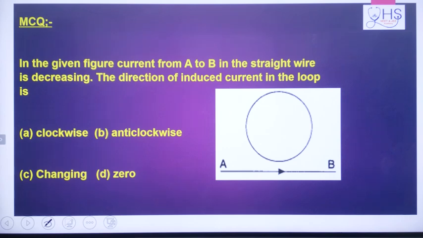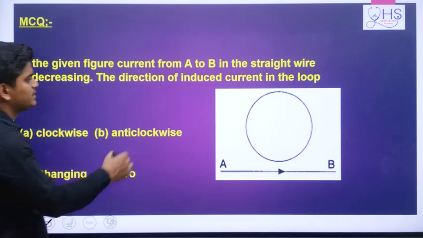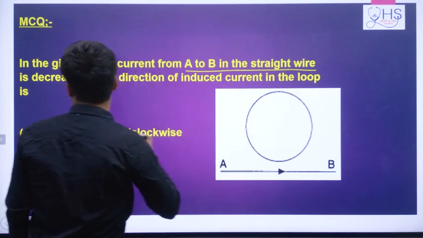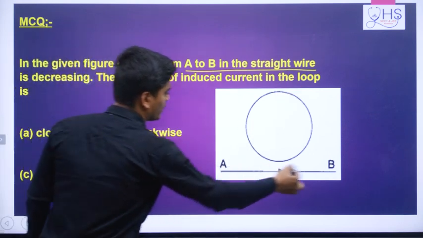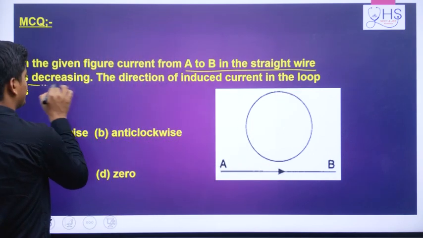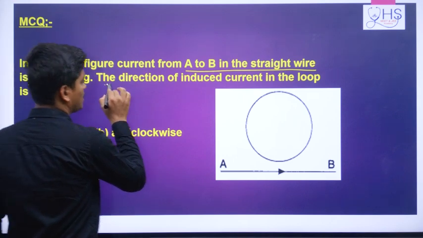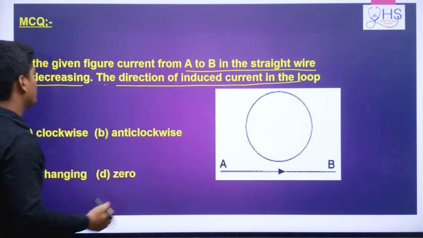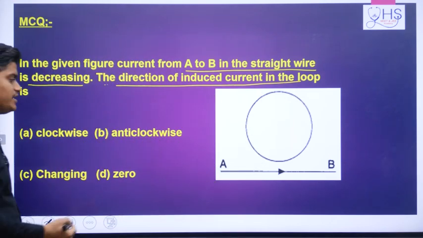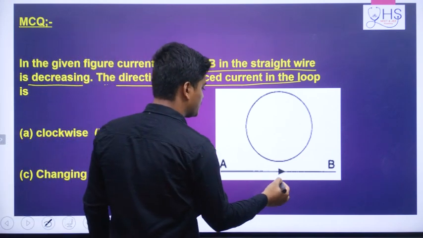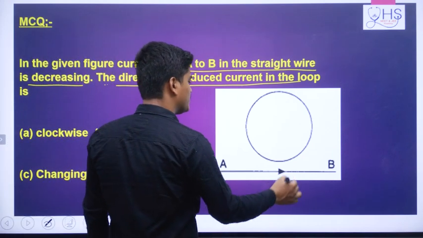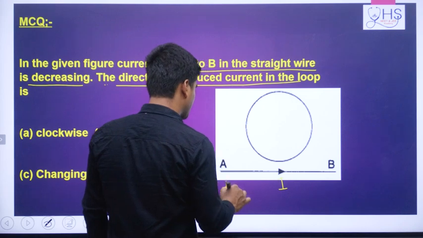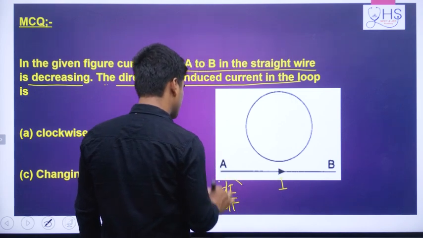Now in the given figure, the current from A to B in a straight wire is decreasing. Now what is the direction of the induced current in the loop? So what they are telling is, here a current I is there. Now this current I is decreasing, so dI by dt is happening, right? Okay.